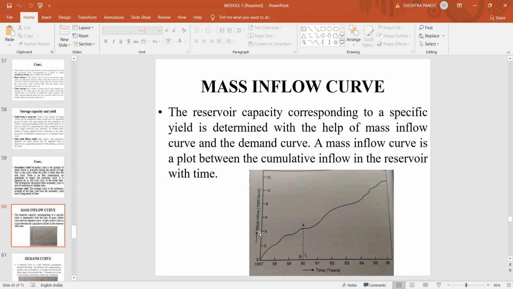Along the y-axis, you have to take the cumulative inflow, and along the x-axis, that is the time scale, whether it may be in minutes or years. Now, we can estimate the reservoir capacity by means of this mass curve and the demand curve.